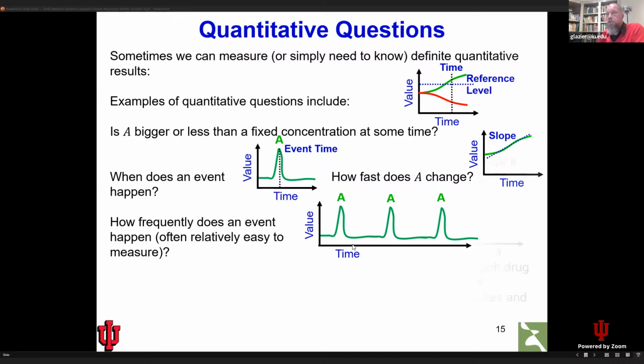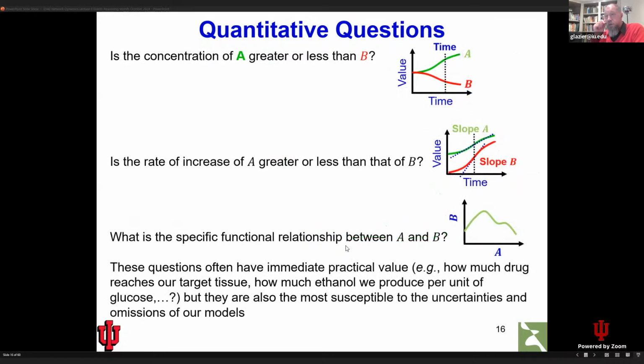And so that's just a general discussion of some of the kinds of quantitative questions that we could ask. Is concentration of A greater than or less than B? Is the rate of increase of A greater than or less than B? And of course, ultimately, if we're doing dependence on a parameter, you might ask what the specific functional relationship is.